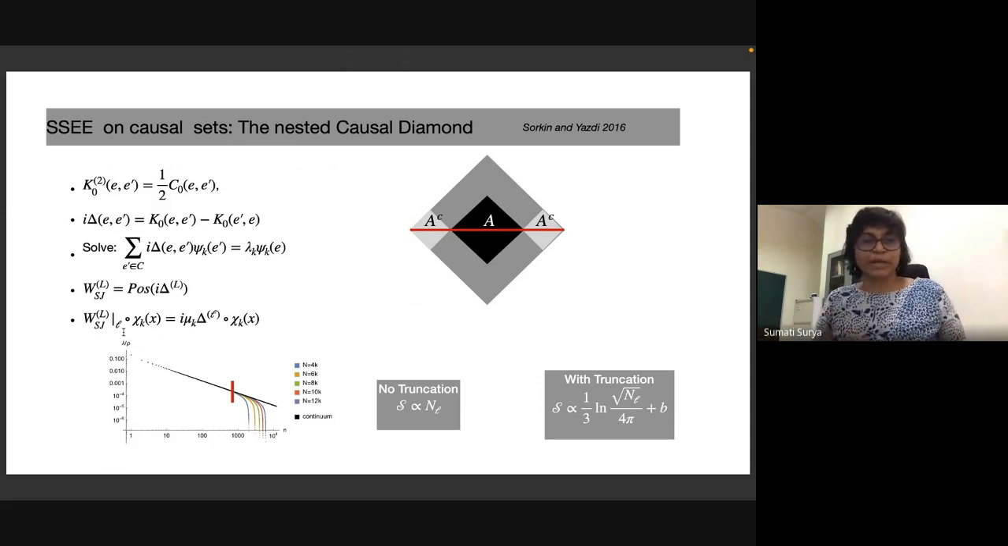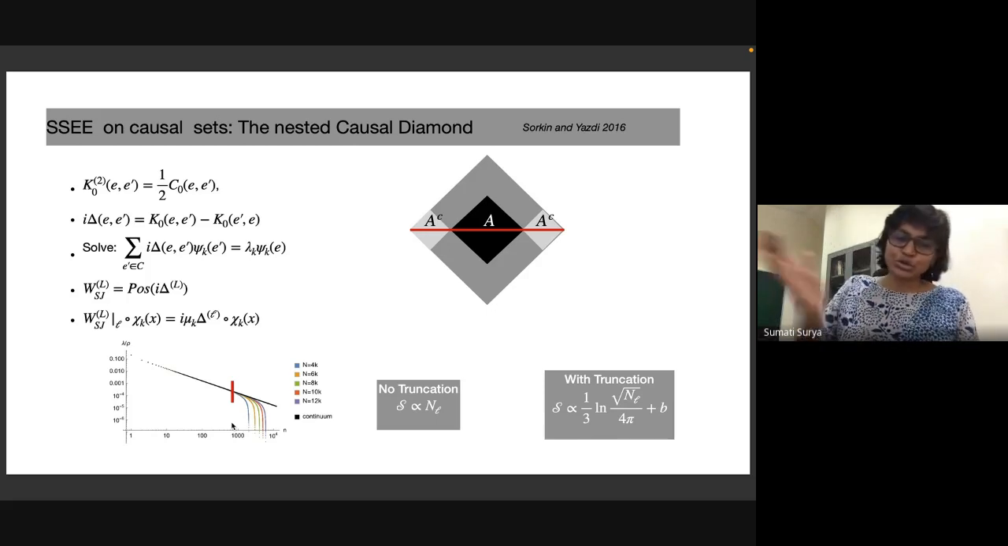So I will just give you the punchline, which is that when Sorkin and Yazdi took their continuum calculation and did it on the causal set, they found something very surprising. They found that without a truncation, the spectrum of the Pauli-Jordan operator in the discrete case, compared to the continuum, which is the black line, on a log-log plot has this very characteristic knee, which of course changes as you make the sprinkling density larger and larger. But if you don't put in a truncation, then what you get is a fundamental volume law.